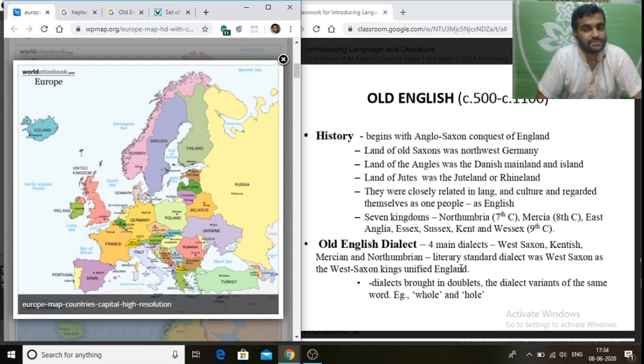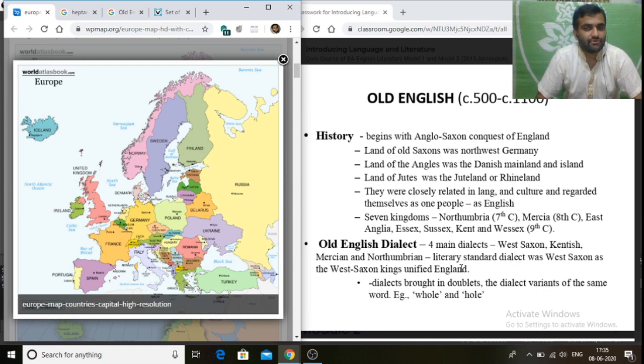And it ends by around 1100 AD. Again, the event that marked the end of Old English and the beginning of Middle English was in 1066. You learn about it when you learn the Middle English period. So 1066 was another crucial year in the history of the English language, in the history of England. Why it was important, we'll discuss in the later sections. But for the time being, let's remember that the Old English period was between 500 AD and 1100 AD.